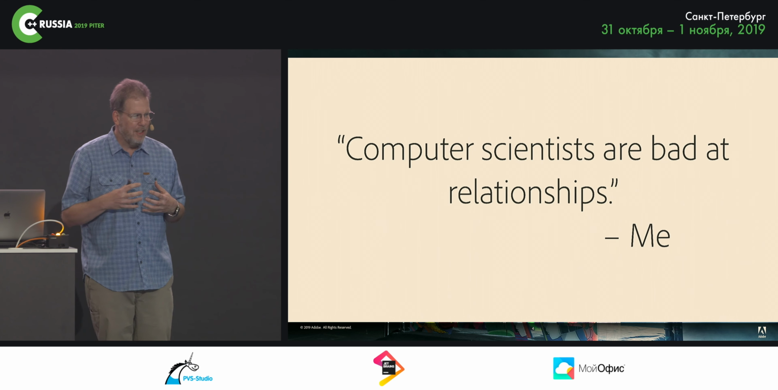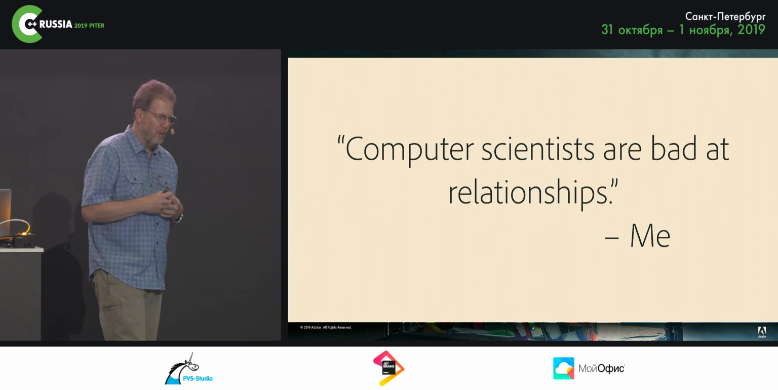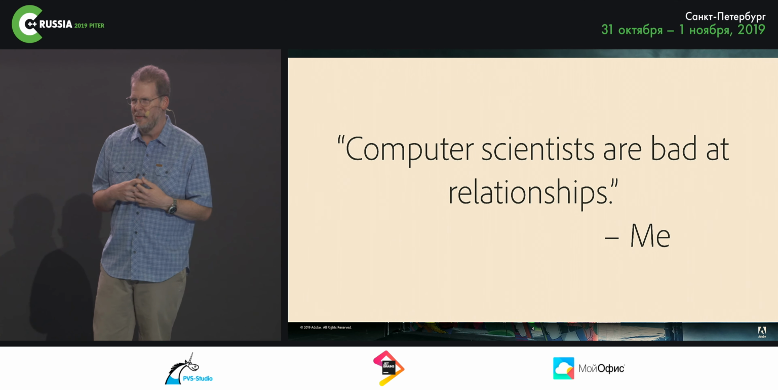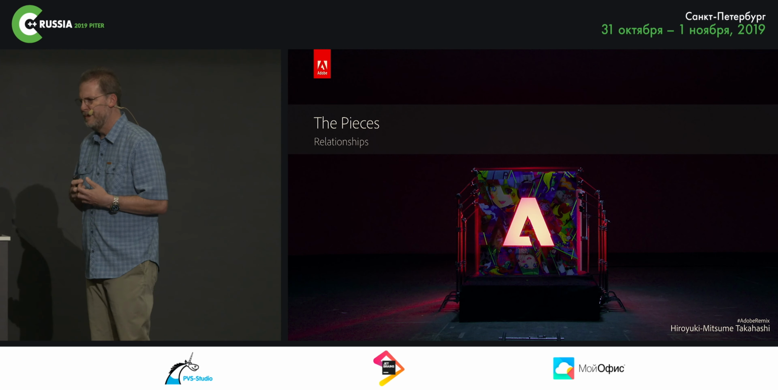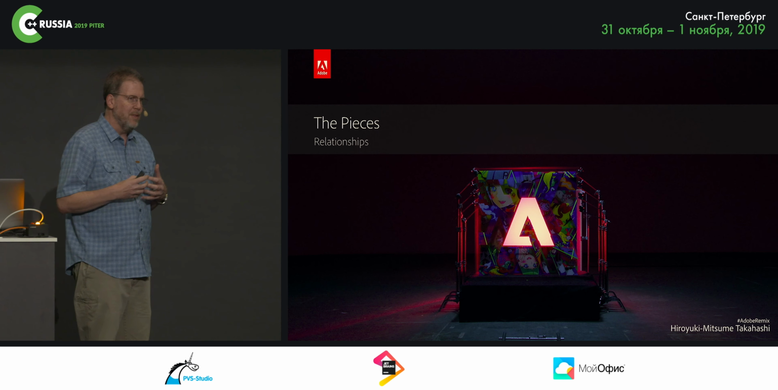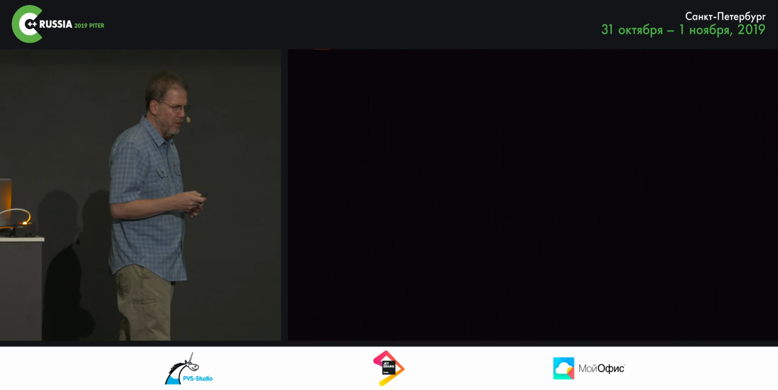And when we're talking about computer scientists, this is my own quote. Computer scientists are bad at relationships. We really are. We're very bad at relationships. So let's look at relationships. These are the pieces of our chessboard.